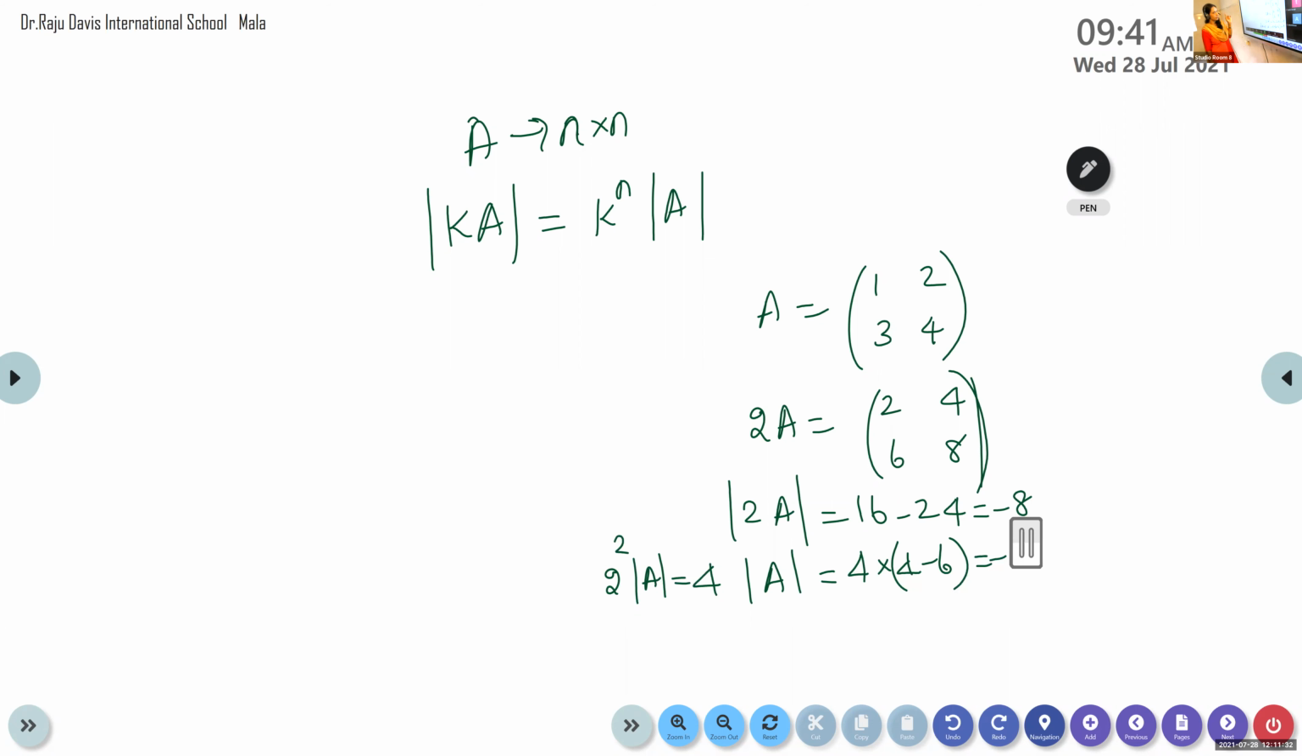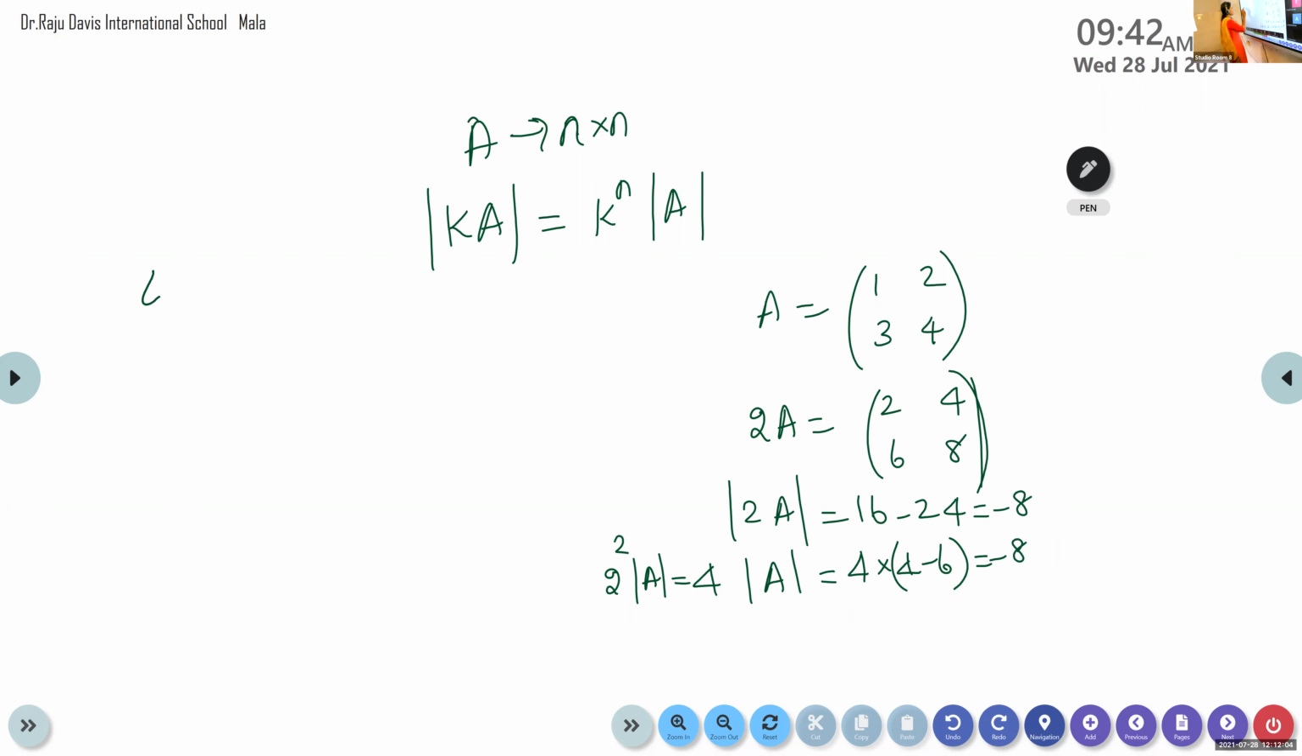I think that day we were discussing this property. If A is a matrix of order n by n, then in matrices also we have learned this: determinant of kA will be the same as k raised to n into determinant A. If A is an n by n matrix, then determinant of kA is k raised to n into determinant A. The constant we can take outside.